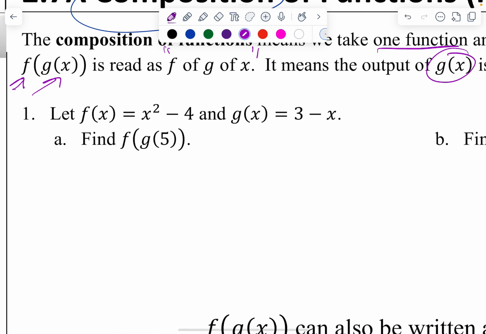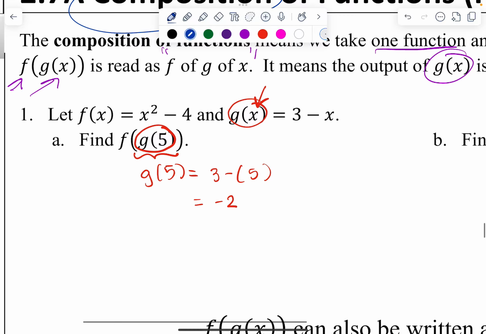Let f of x equals x squared minus 4 and g of x equals 3 minus x. These are two separate functions. But now it says, find f of g of 5. In order to know what our input is, let's find g of 5. Instead of x, I'm going to input 5, so 3 minus x is now 3 minus 5. When I evaluate that, this is negative 2. So g of 5 is negative 2.